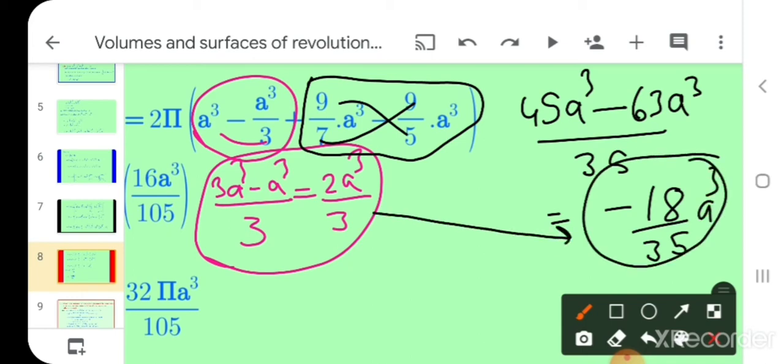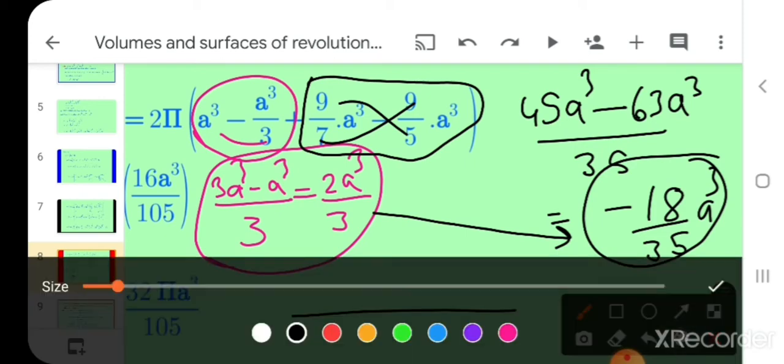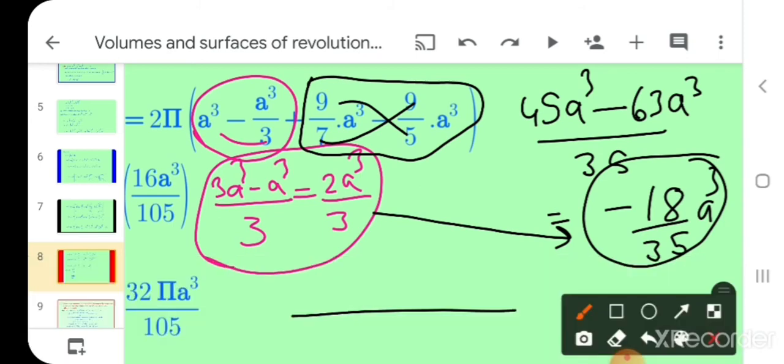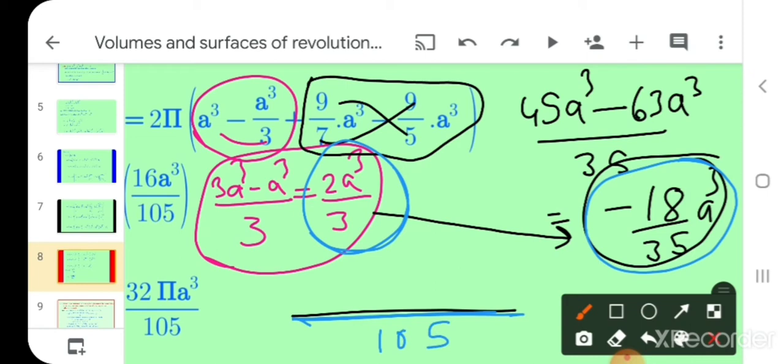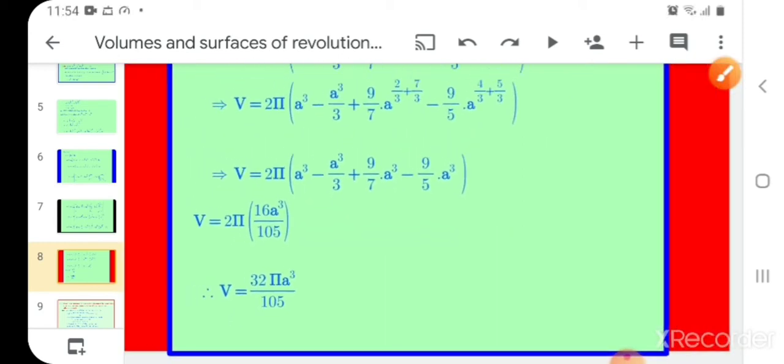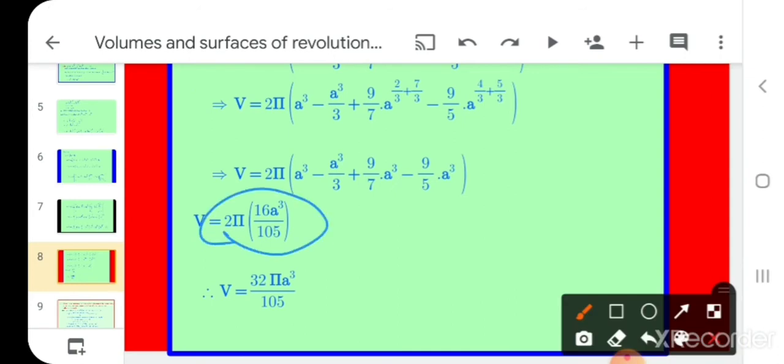Now we take the LCM of these two parts. See here, what is the LCM? Here we have 2a cube by 3, here we have minus 18 by 35 a cube. So 105 is the LCM. 35 2s are 70 a cube minus 3 18s are 54 a cube. 70 minus 54 is 16 a cube. So what do we get here? 16 a cube by 105.